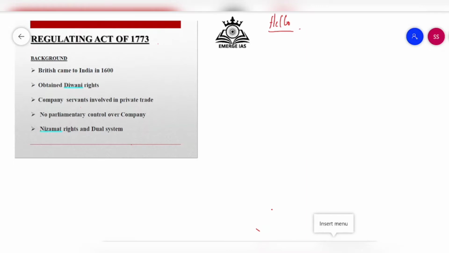In our first class, we are going to deal with the Regulating Act of 1773, which is one of the important acts in Indian history, and this is the first thing we are going to learn in Indian polity. Before going into the provisions of this act, we have to know the background of this act. To know the background, we have to learn about how the Britishers came to India, then what happened next and what happened next. So, let us begin the classes.